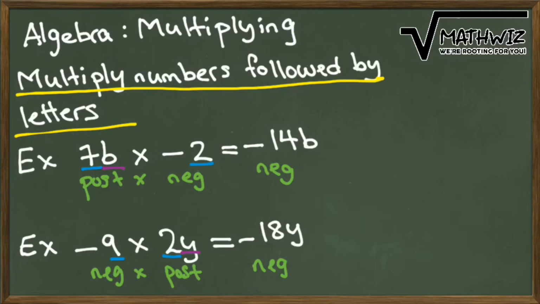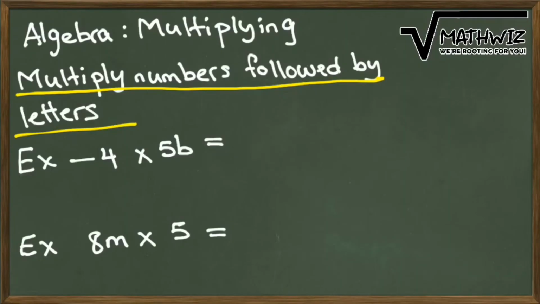Okay, so we're going to go through another set of examples, and then I will give you a few to try on your own. So going through another set of examples, but this time in no particular order in terms of the rules. Okay, so we have -4 multiplied by 5b. So we have a negative multiplied by a positive. So we know our answer is going to be negative.